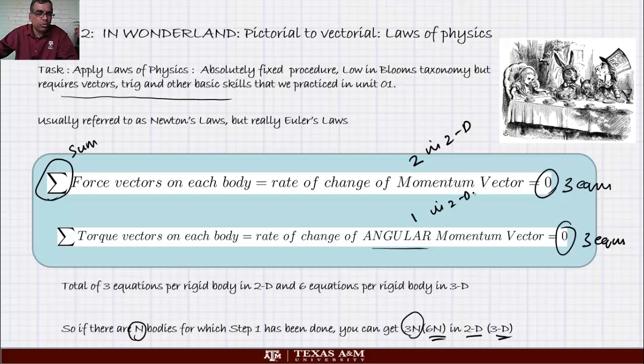But I want you to understand 2D is only a very special case. The real world is 3-dimensional. But it will give you 3 times the number of bodies. So I want you to remember this. The outcome of step 2 will be equations. How many equations? 3 times the number of bodies for which you are going to write Newton's laws, or 6 times the number of bodies for which you are going to write Newton's laws.